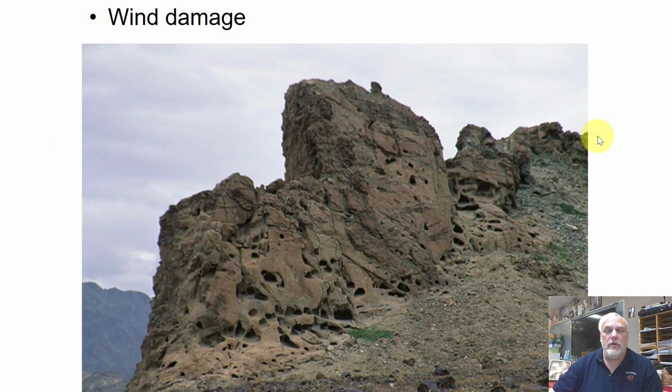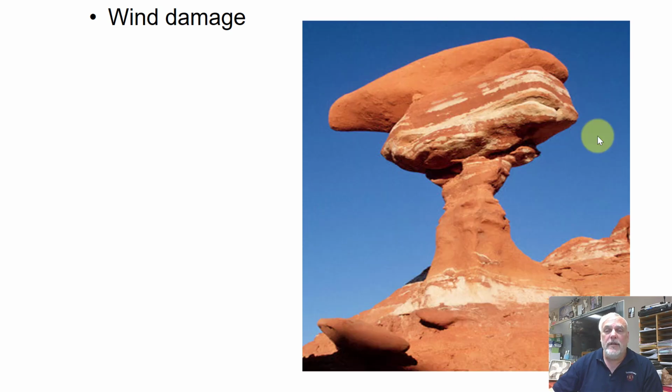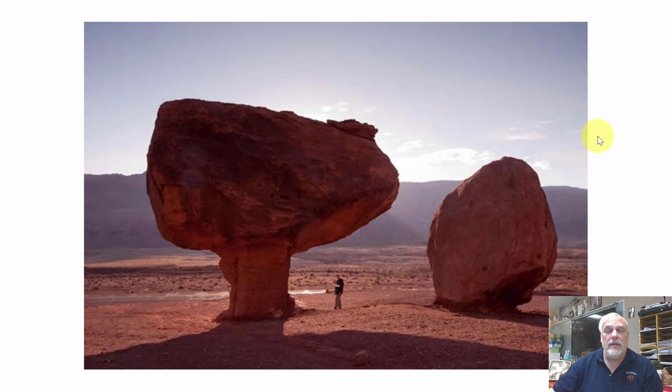Wind damage. Here's a photo showing wind damage. You can see these pock marks on it, these holes on the side. Here you see a rock formation with the bottom part worn down more than the top part. And this is going to occur because wind is going to pick up little pieces of rock, like little pieces of sand, and that sand is going to smash into the rock, and that's going to break the rock down.